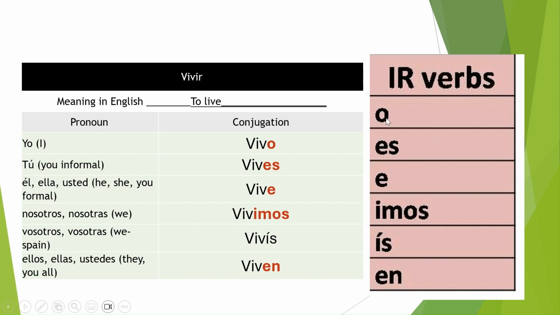So for yo, the ending is O. So we are going to drop the IR and instead add the new ending, which is O. So it's vivo. For tú, the ending is ES. So we are going to do exactly the same. So we have vives, vive, vivimos, vivís, viven.